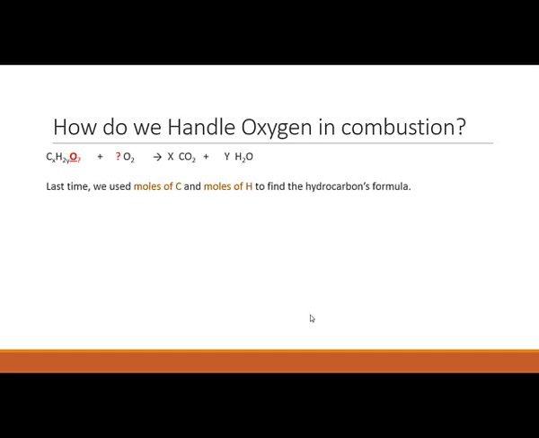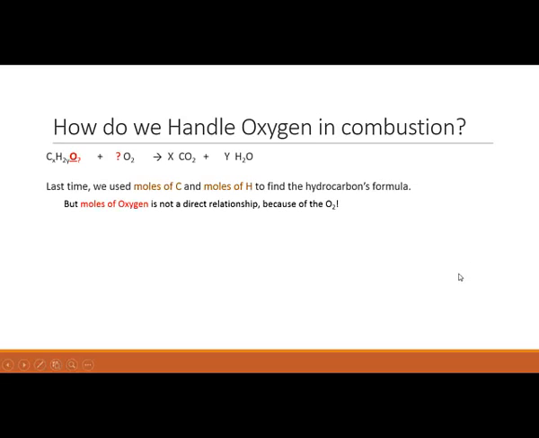Last time, we used our masses of carbon dioxide and water from a combustion reaction to find our moles of carbon and hydrogen. We then used the moles of carbon and hydrogen to reach the empirical formula of the hydrocarbon. Today's compound will differ from the last one in that it contains oxygen.